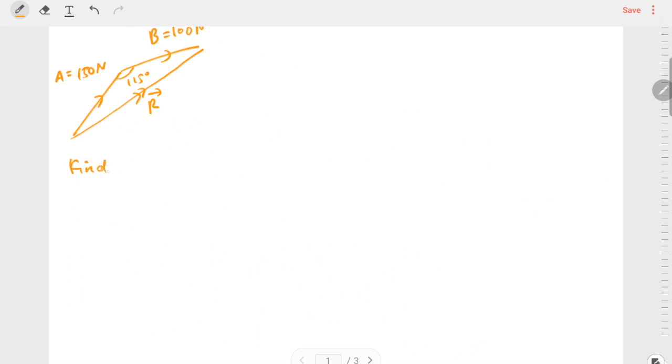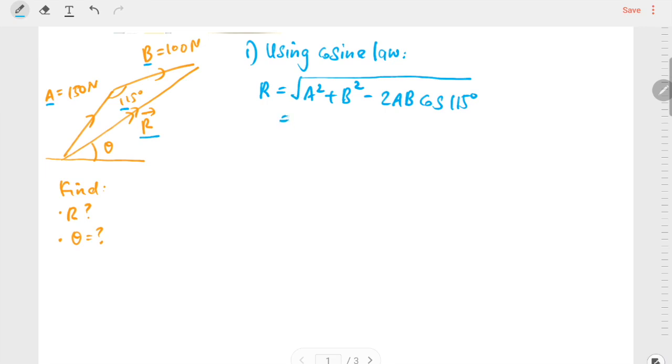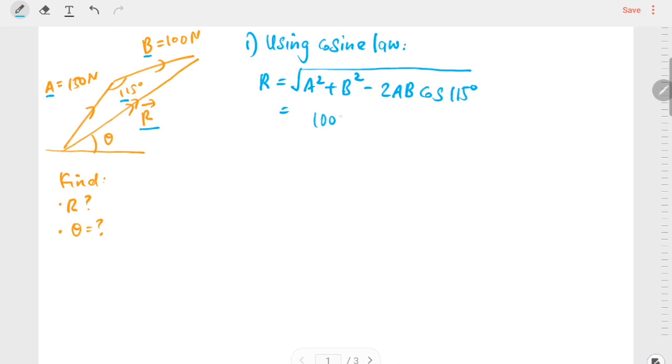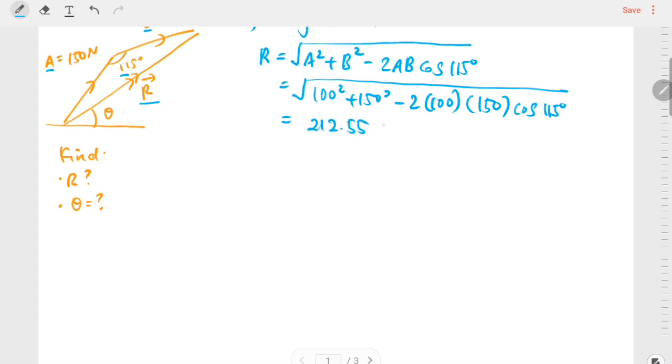You can actually calculate the magnitude of R and also the direction of the resultant force using the cosine and sine law. Okay, first, using the cosine law, we know that R is equivalent to the square root of A squared plus B squared minus 2AB cos 115 degrees. Okay, we know A is 150 Newton, and we know that B is 100 Newton. So we substitute the known values in our equation, and we will get a final answer of resultant force to be 212.55.